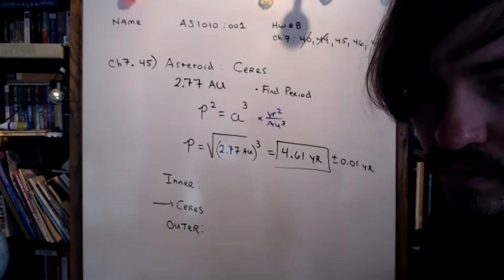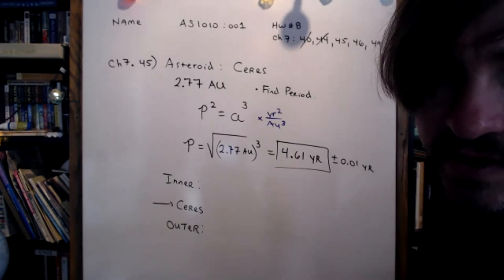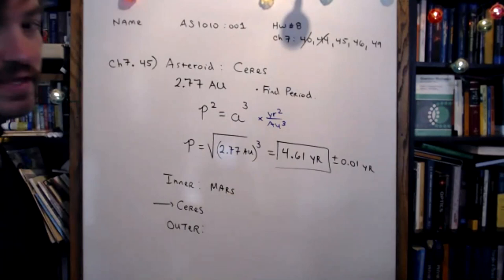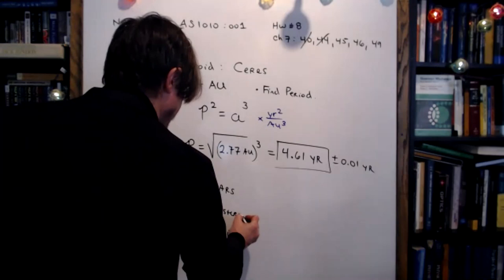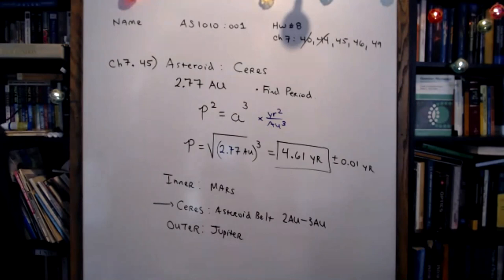Would it be Mercury and Venus for inner planets? No, we're asking about the planet interior to Ceres and exterior to Ceres. Interior would be Mars and exterior would be Jupiter? Right, because Ceres is in the asteroid belt. Remember, I told you that Ceres is the king of the asteroids. The asteroid belt is between 2 AU and 3 AU. All right, three down, two to go. Making some good progress here, guys.